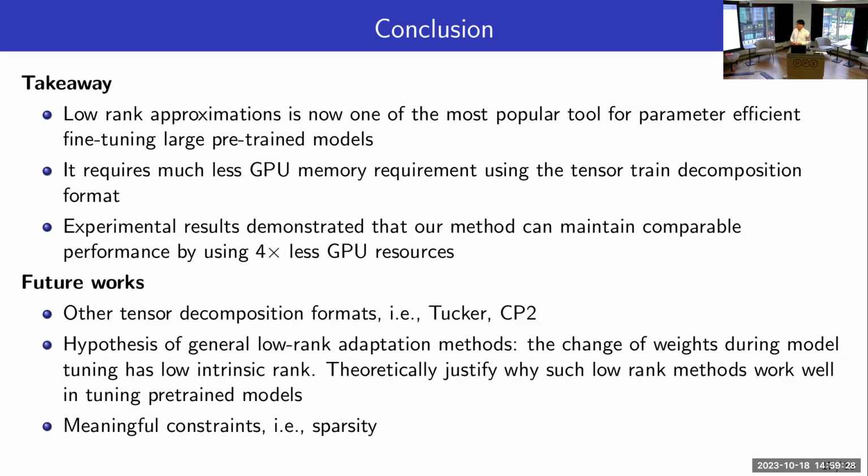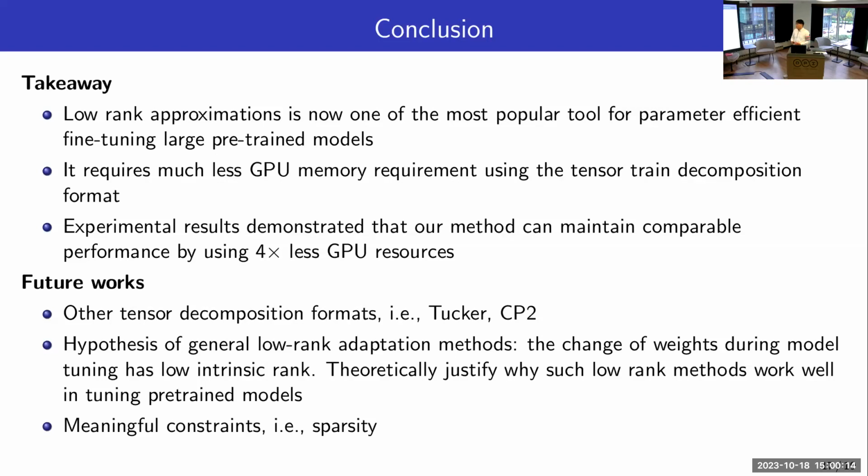For example, we know there are many tensor decompositions. Why tensor train? Tucker, CP, or why not others? This is based on the hypothesis of general low rank approximation methods, that the change of the weights delta W during model fine-tuning has a low intrinsic rank. That means with low rank factor matrices, it's enough to recover the full change of the pre-trained model during fine-tuning. And how to theoretically justify that tensor train might have a suitable low intrinsic rank property is interesting.